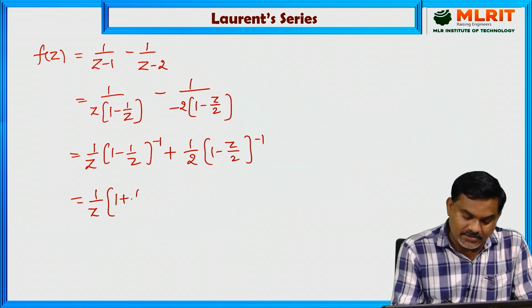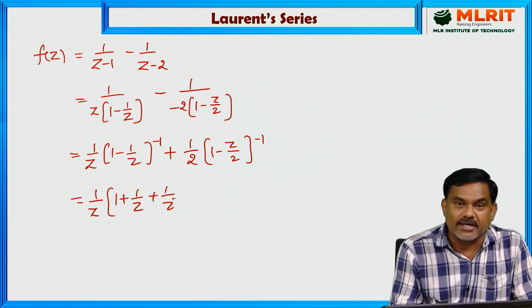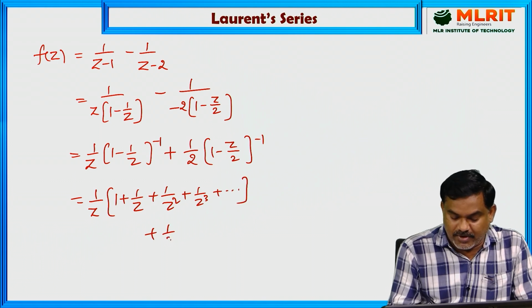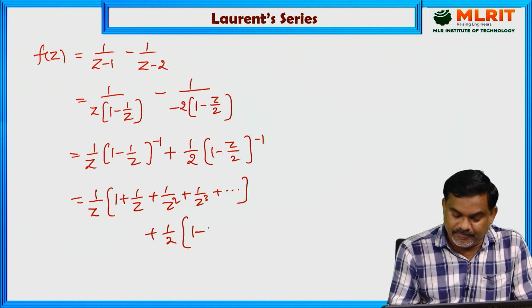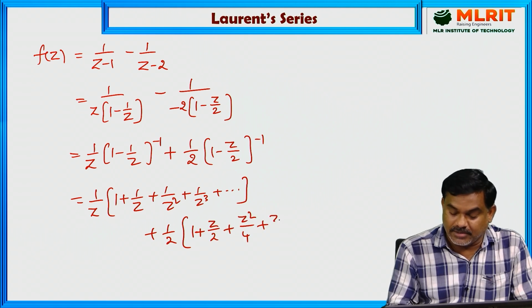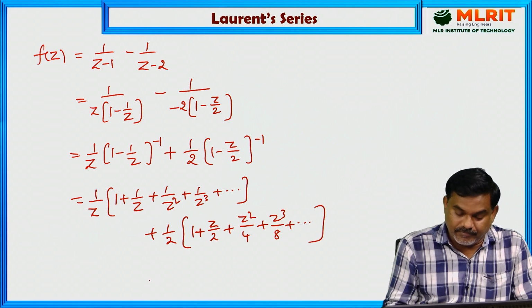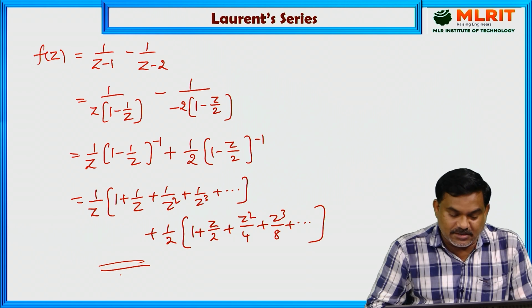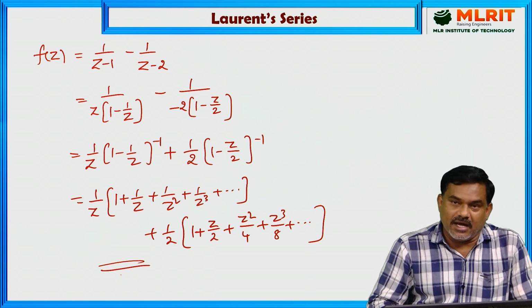So, 1 plus 1 by z plus 1 by z square plus 1 by z cube plus and so on, and 1 by 2 into the same thing. Here now we have z by 2. So, 1 plus z by 2 plus z square by 4 plus z cube by 8 and so on. So, this is the required Laurent series expansion in the given annulus region.